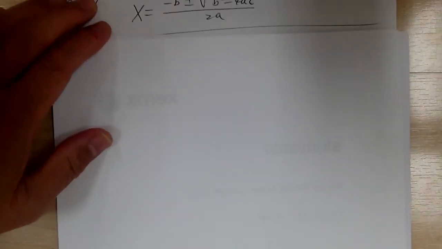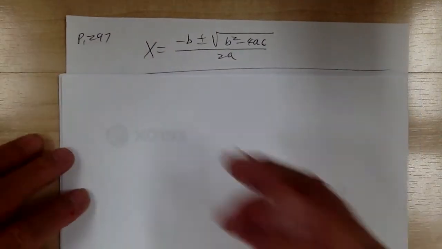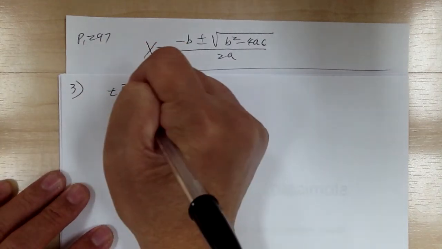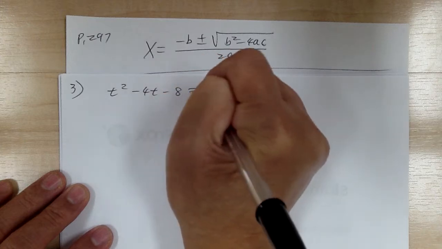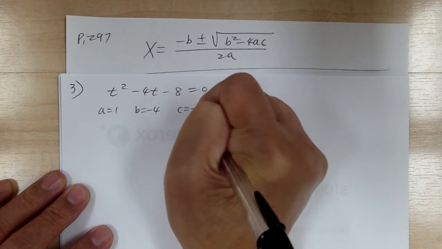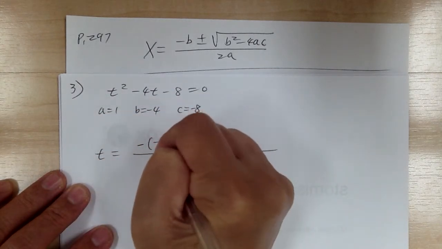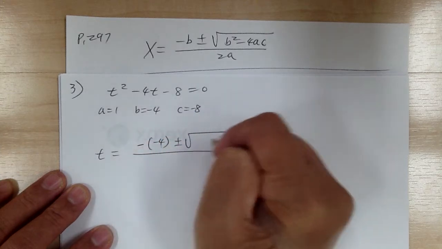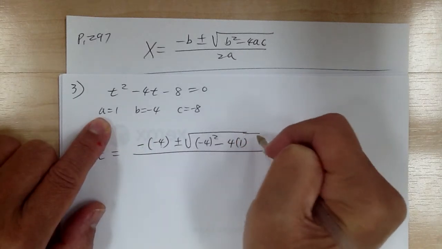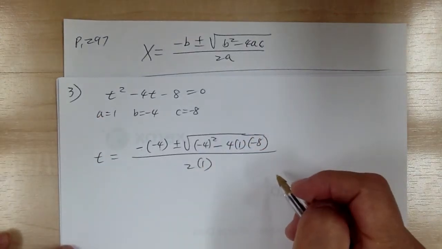Okay, let's go to number 3. So I'm going to keep this up here. Number 3, t squared minus 4t minus 8 equal to 0. So a equal to 1, b equal to negative 4, c equal to negative 8. So t equal to negative b plus or minus square root of b squared minus 4ac over 2a. Okay, so go and work it out.